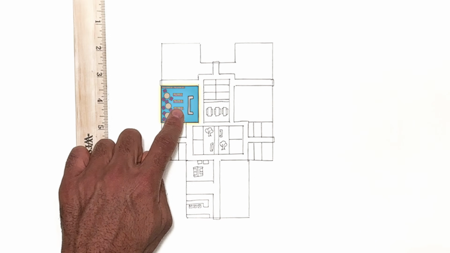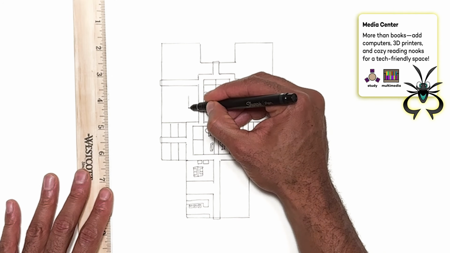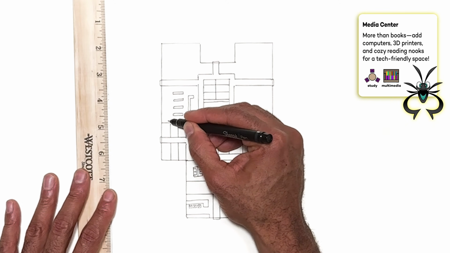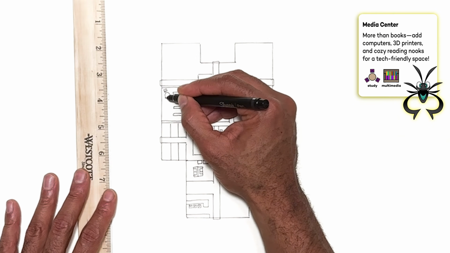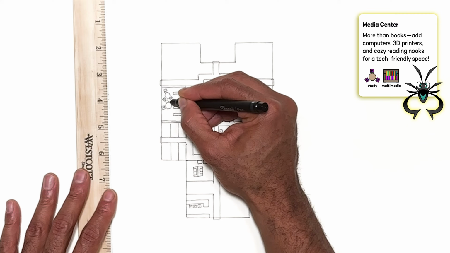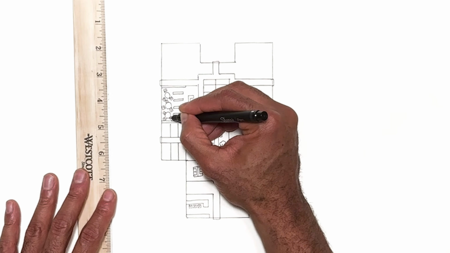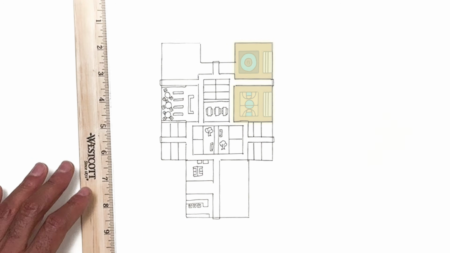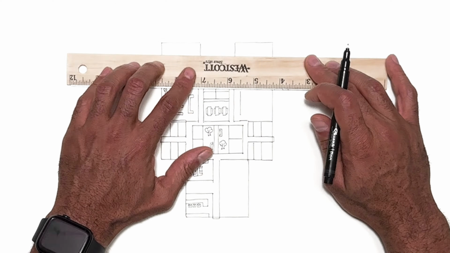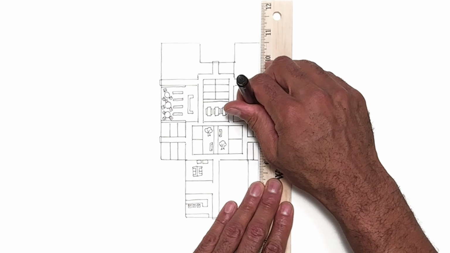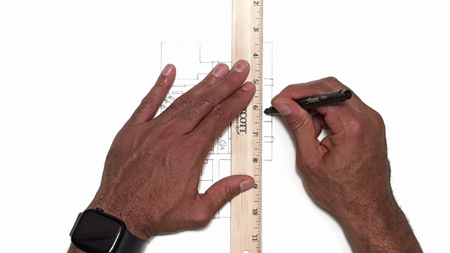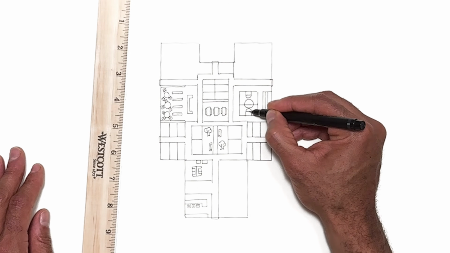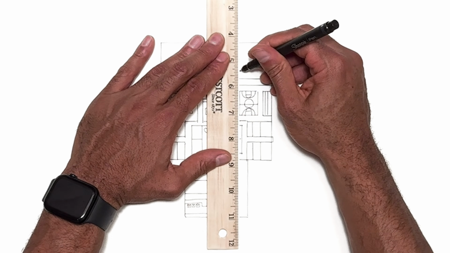Now, let's add a media center. It'll have plenty of books and computers, plus space for study groups. Let's add not 1, but 2 gymnasiums. One for after-school sports like basketball or volleyball, and one for PE classes.